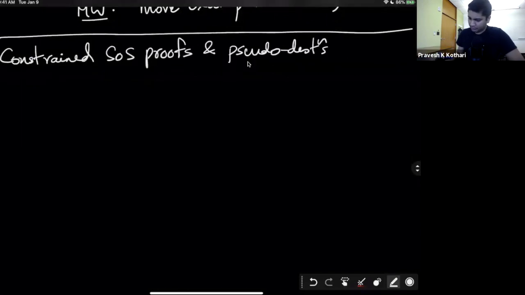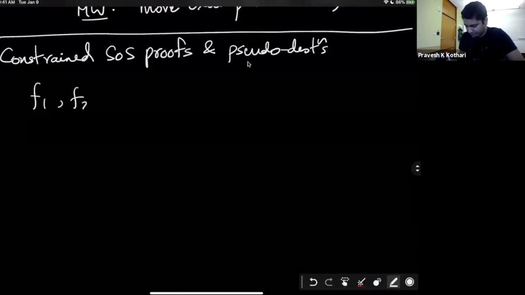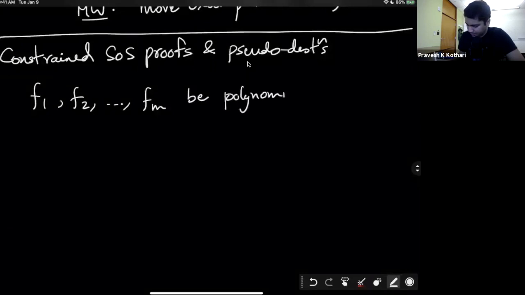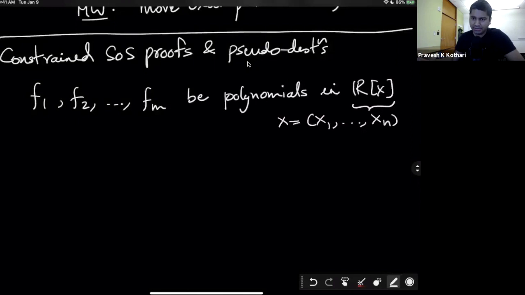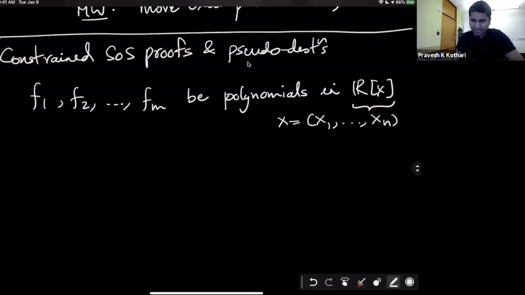And so let's start by describing what's the general problem we are interested in, and arguing that what we've been looking for is a special case. So let f1, f2 up to fm be polynomials in this ring. This notation just denotes the ring of polynomials in indeterminate x over the reals, and x is n-variate, so x is actually a collection of n indeterminates, a vector valued indeterminate. And we're looking at multivariate n-variate polynomials in this ring of polynomials over the reals.